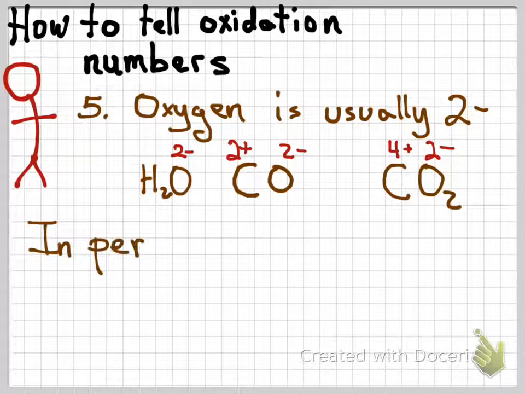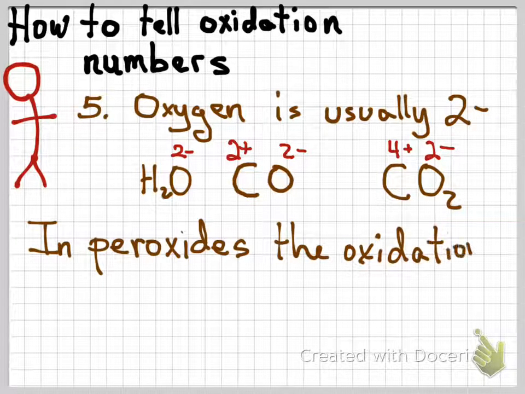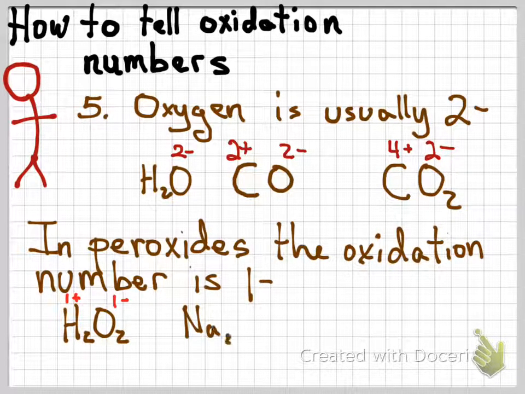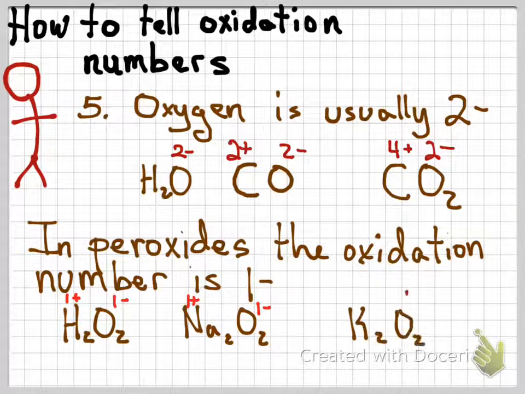Now, in peroxides, the oxidation number of oxygen is going to be -1. We're going to list here all the peroxides that you are likely to ever see. The first one is hydrogen peroxide, H2O2, and in this case the oxidation number of oxygen is -1. The second peroxide listed is sodium peroxide, and the third peroxide is potassium peroxide.